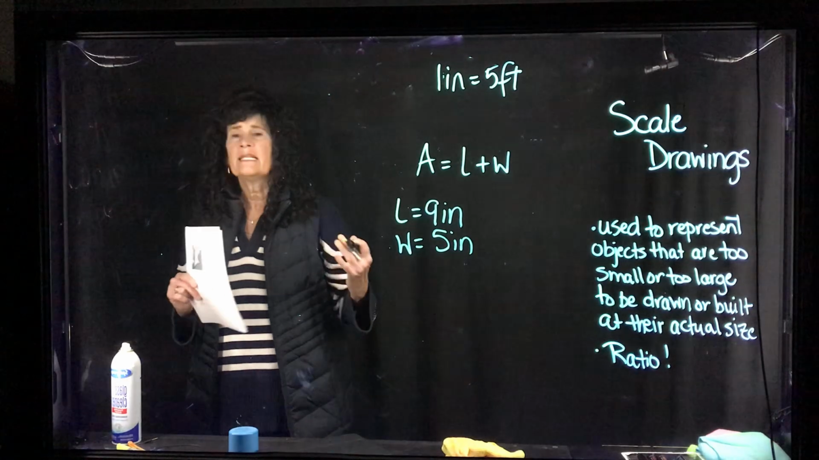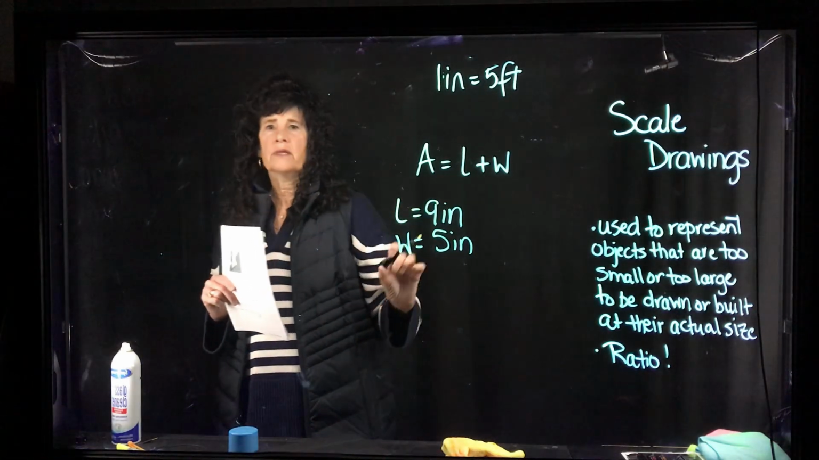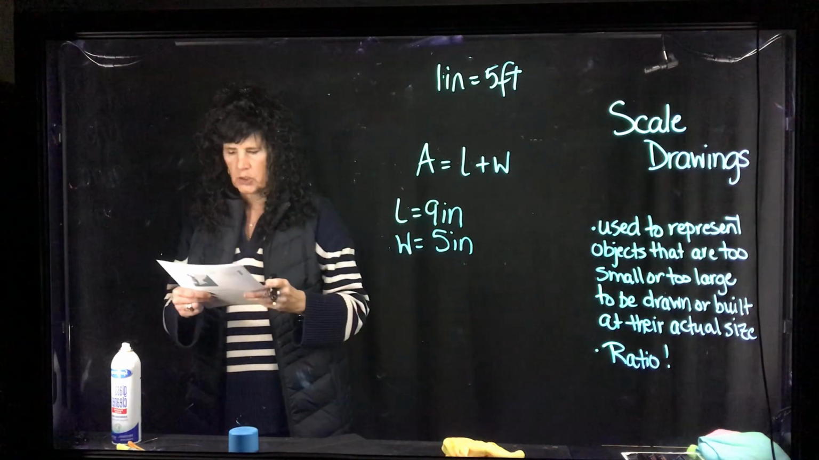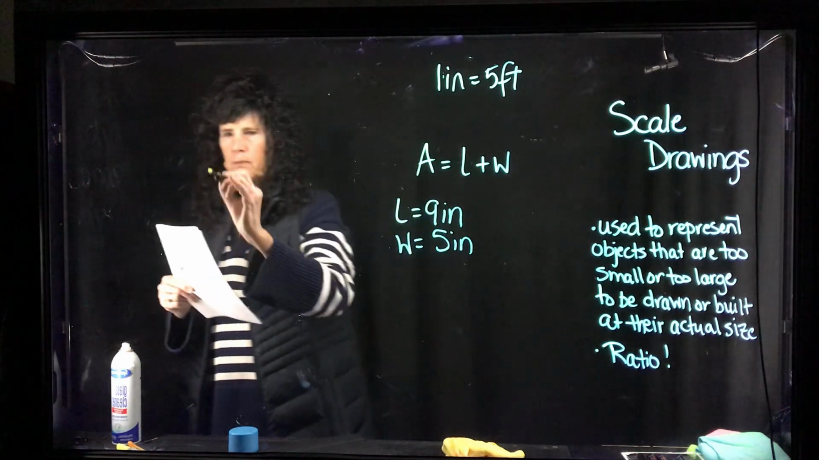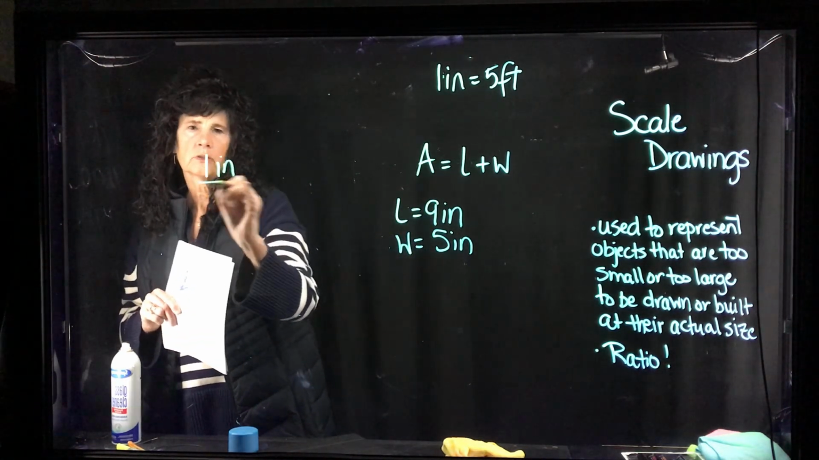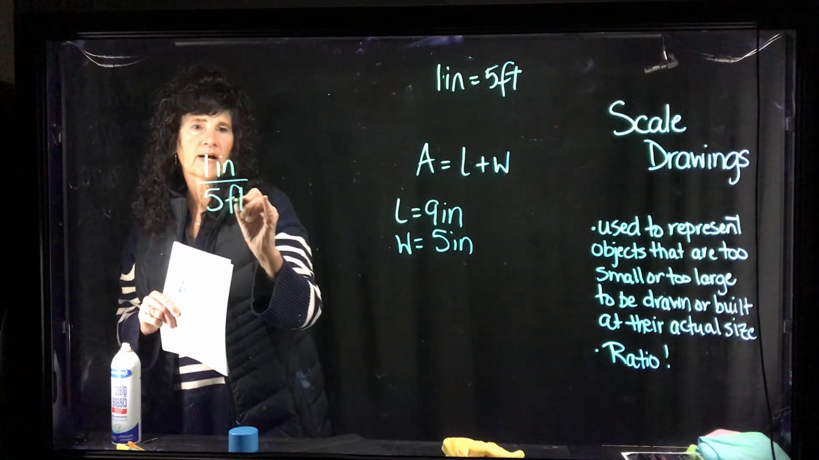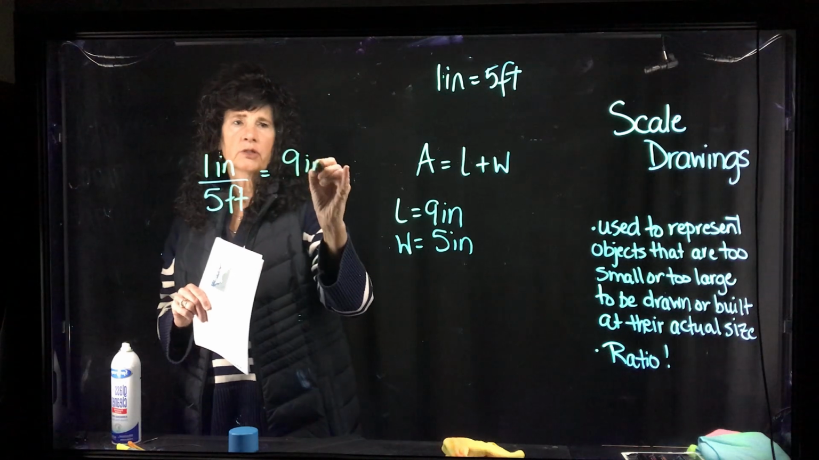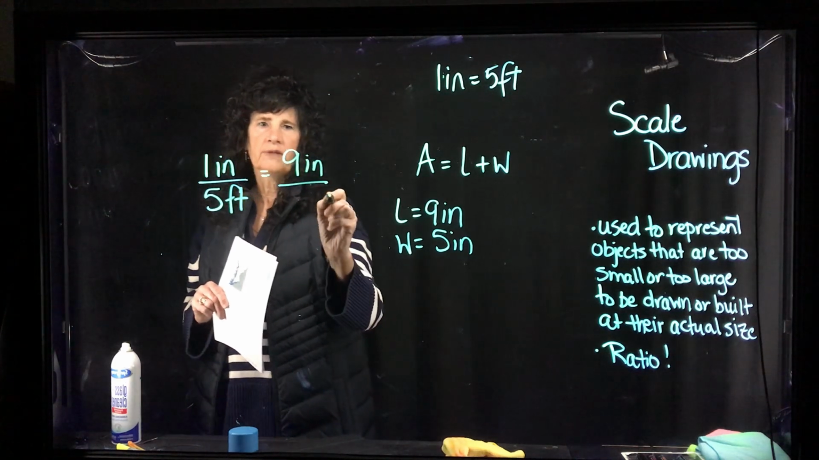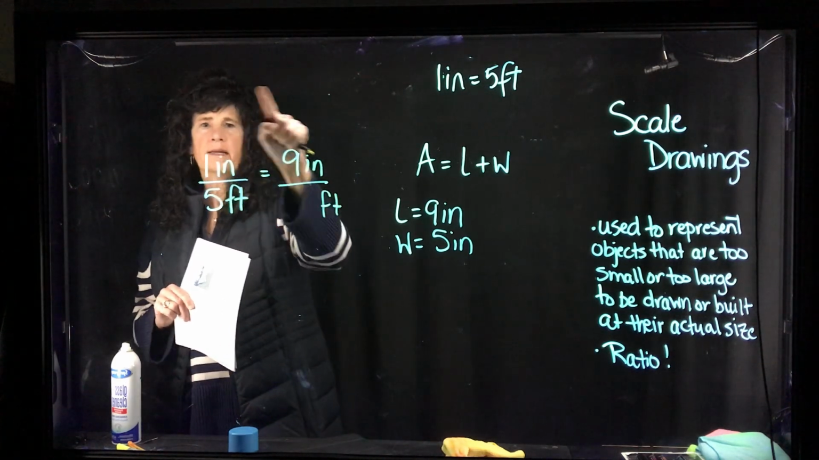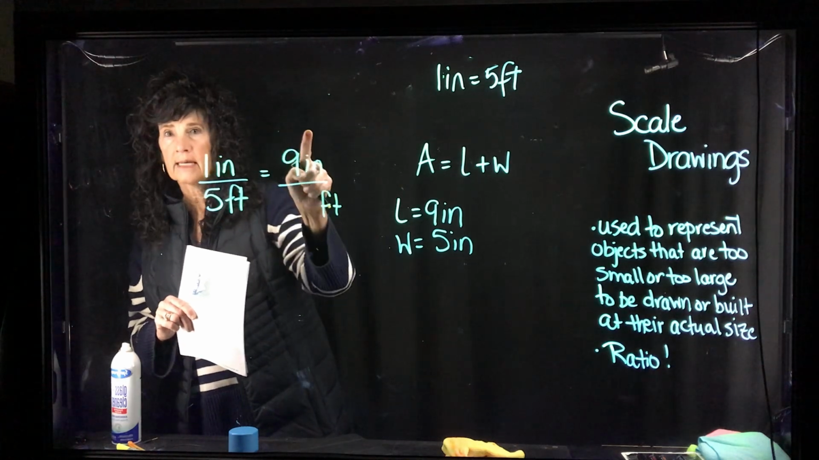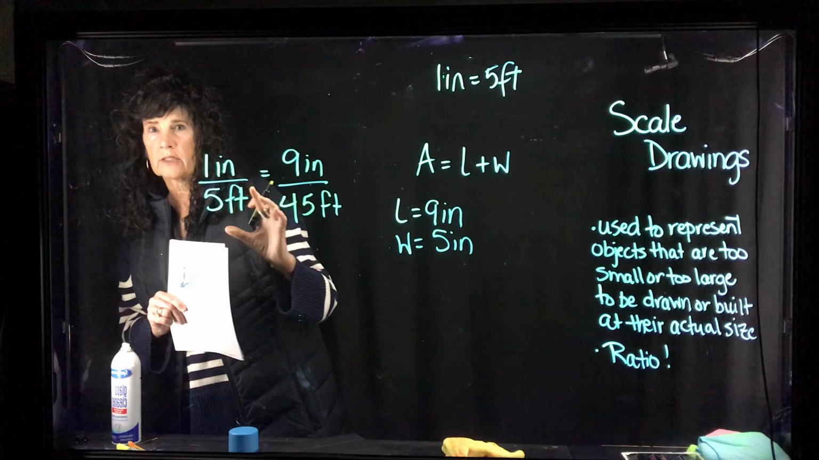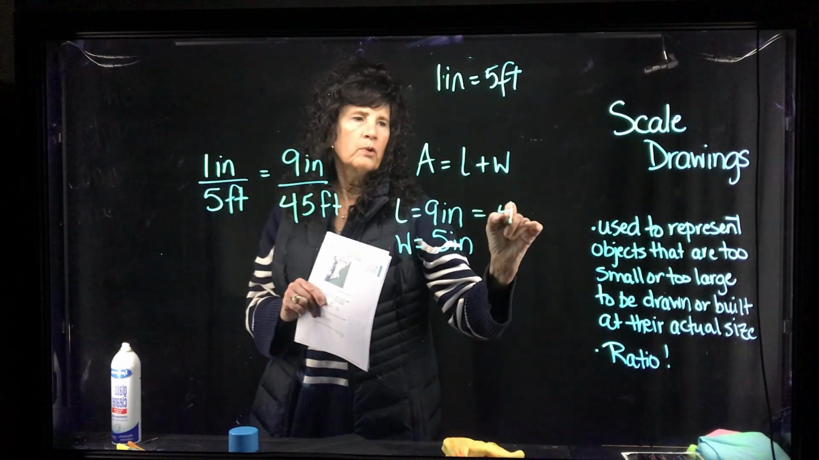So we need to find out what the actual length is and the actual width to find the area of the actual kitchen. So first, I know my ratio is 1 inch is the same as 5 feet. So my length first, that means 9 inches is how many feet? Well, 1 times what equals 9? 1 times 9, I have to do the same thing here. So the actual kitchen has a length of 45 feet.